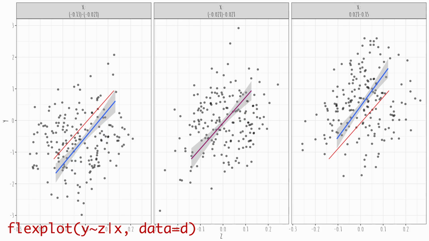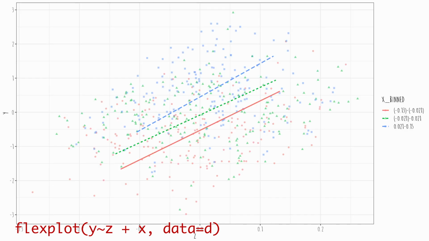And so here's an example here where we've got two predictors, Z and X. And X, even though it's numeric, it's been categorized into three groups. These numbers right here give you the value ranges, but we could just refer to this as low, medium, and high. And instead of showing the different bins in panels like we have here, we could also overlay them on the same plot and use different colors, lines, and symbols to identify the three different groups.